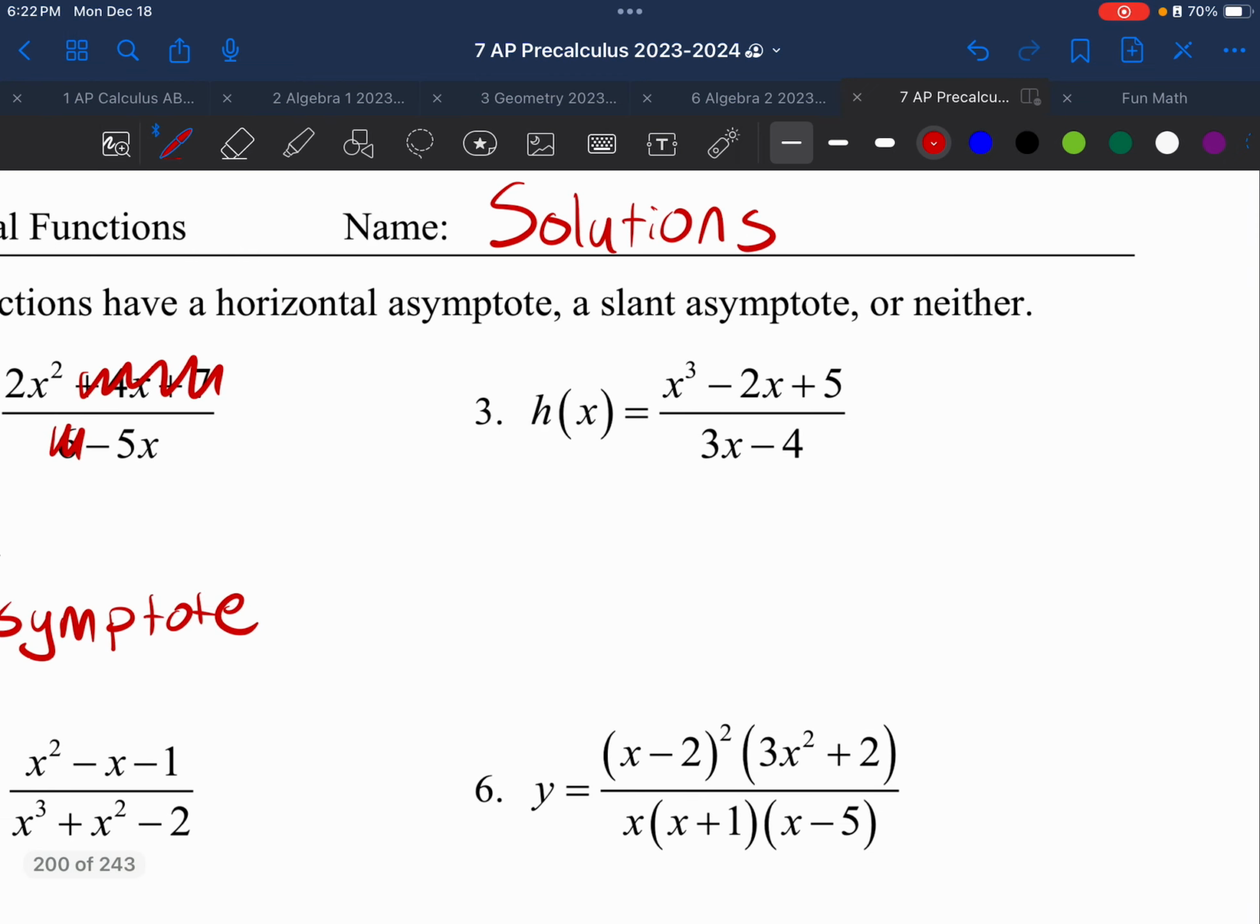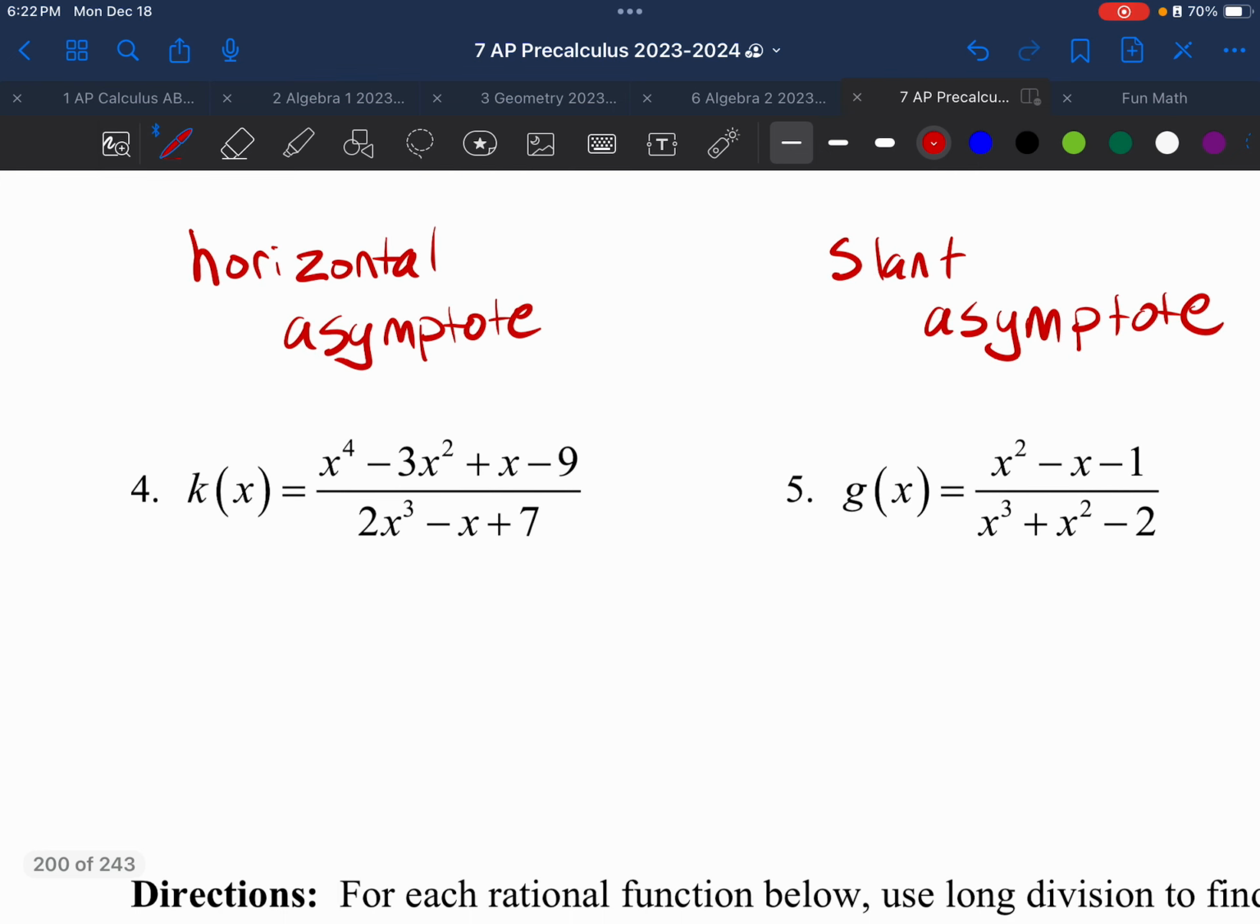In number 3, again, cross off all the small things, and we have a power of 3 versus a power of 1. This one exceeds by 2. If it had exceeded by 1, then we would have had a slant, so this one will be neither. In number 4, crossing off all the small things, just being careful I don't cross off something that's accidentally larger than the leading term. We have a power of 4 and a power of 3. We're one bigger on the top than the bottom, therefore this is going to be a slant asymptote.